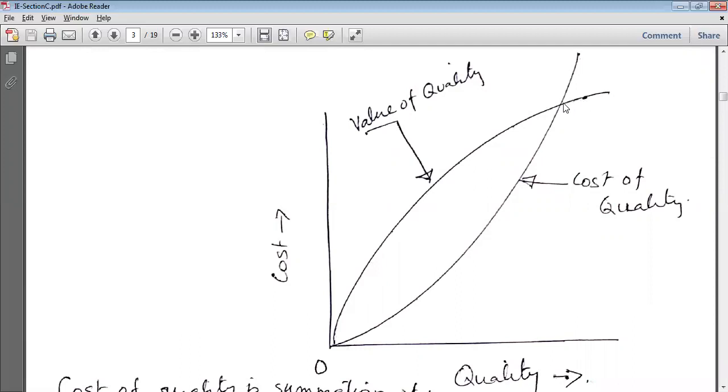So that is a point that for achieving quality, a certain specific cost is applied. This way we have drawn two graphs. One is known as value of quality, another is cost of quality. The value of quality, this is the graph, and then cost of quality. So this is the graph.